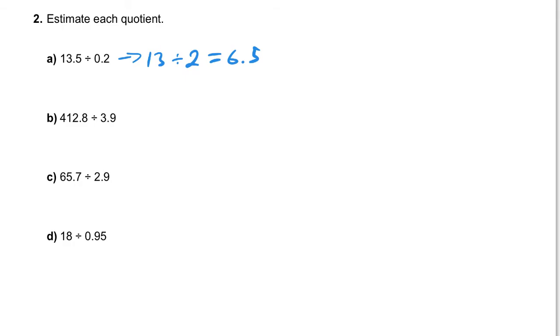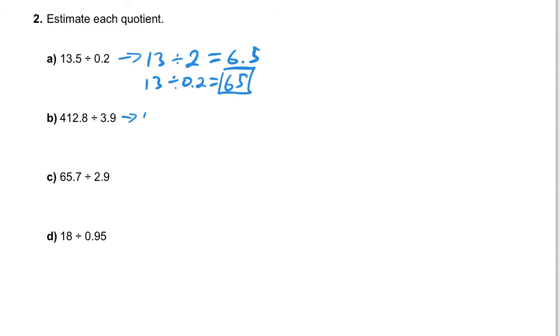The answer here is 10 times smaller than what it should be, because what it should be is 13 divided by 0.2. That 0.2 is 10 times smaller than the 2, so it's going to fit in 10 times more into the 13. So we just need to multiply this 6.5 by 10, and we get 65, and that is going to be the estimate. Okay, next we've got 412.8 divided by 3.9.